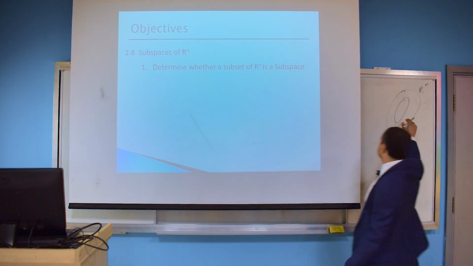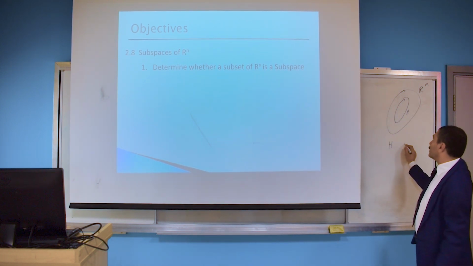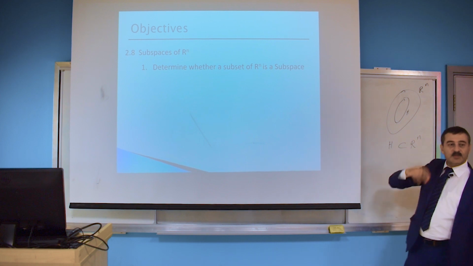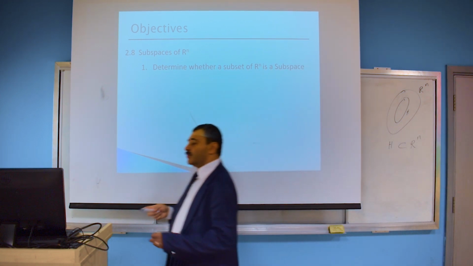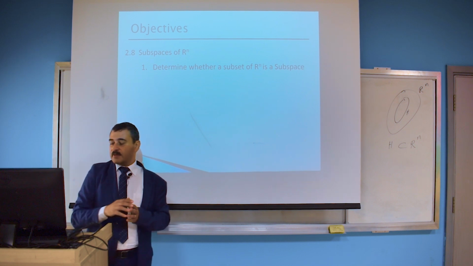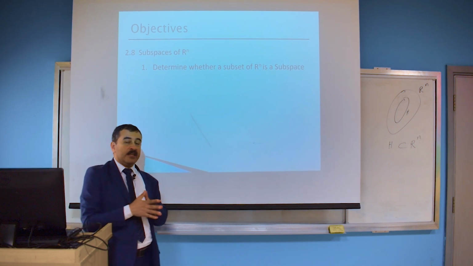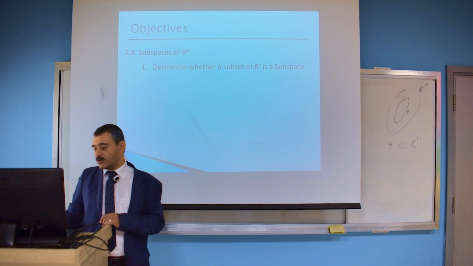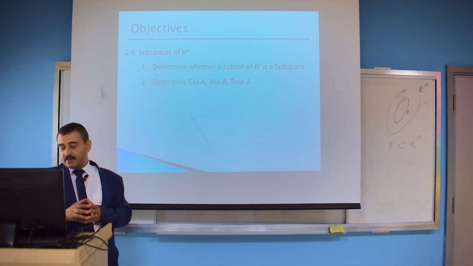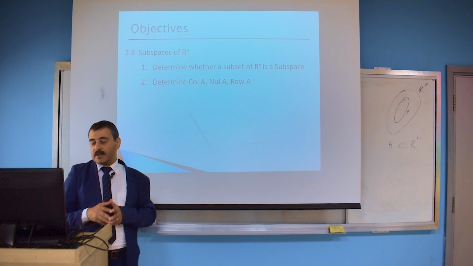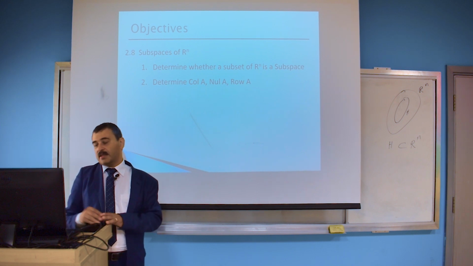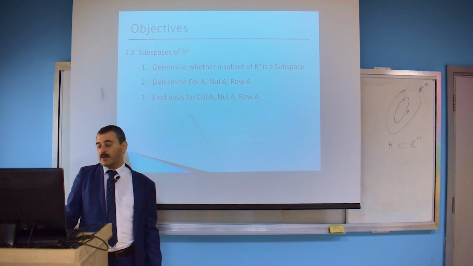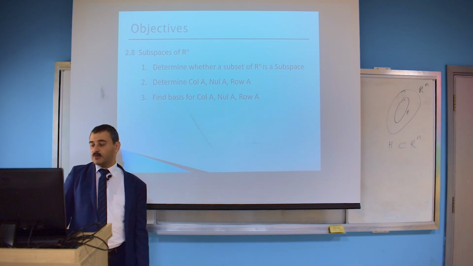Okay, this is a subset. So for example, H is a subset of Rn. If it satisfies some conditions, I will call it a subspace. Actually, these conditions are simply that you can do linear combinations between any vectors in this subset without going outside the subset. We'll say it short. And then we define some well-known subspaces for a matrix called column space, null space, and row space. And for each subspace, we'll get what is called the basis for the subspace. This is about section 2.8.